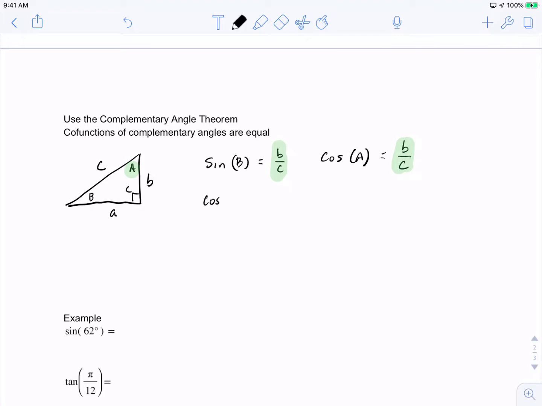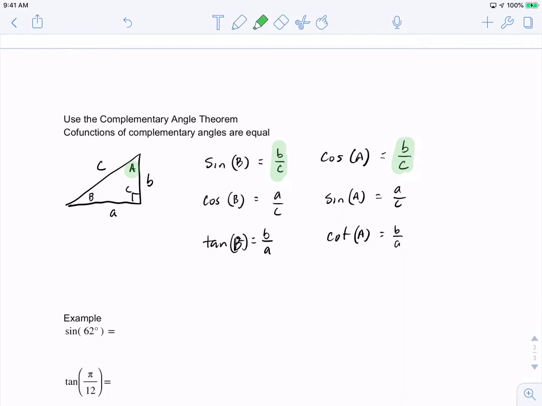If I go cosine of B, that would be A over C, and sine of A would also be A over C. If I did tangent of B, that would be B over A, and then cotangent of A would be B over A. So these are just some examples of what this theorem is saying.